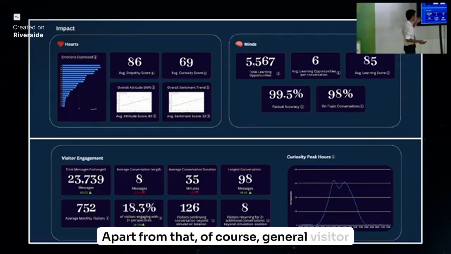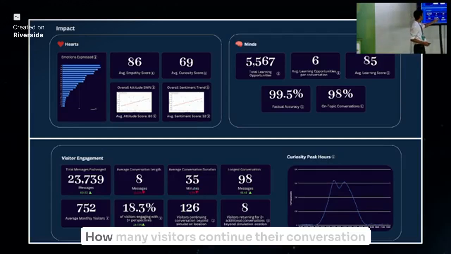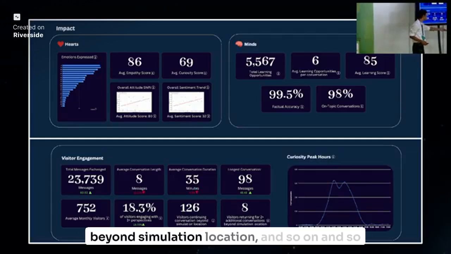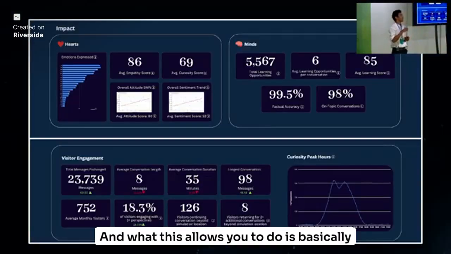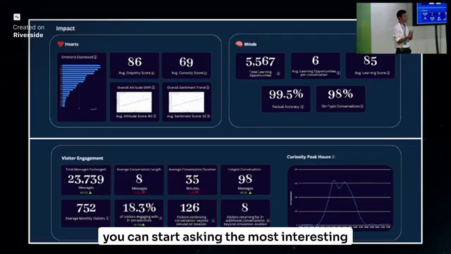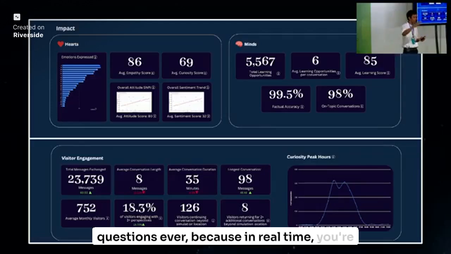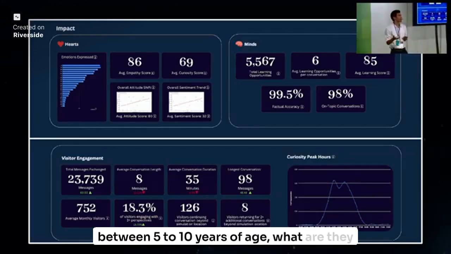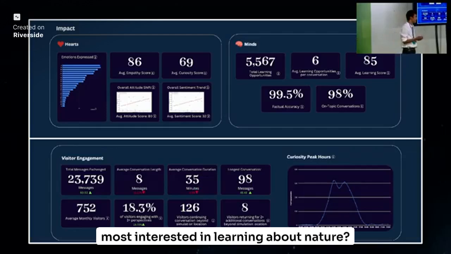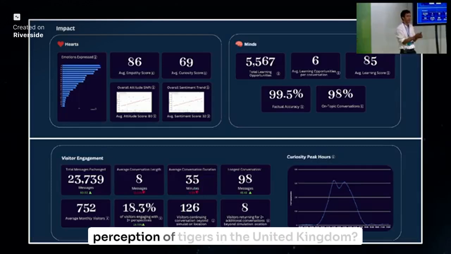Apart from that, of course, general visitor engagement numbers, total messages, how many visitors do you get per month, how many visitors continue their conversation beyond the simulation location, and so on and so forth. And what this allows you to do is, you can start asking the most interesting questions ever, because in real time, you're getting all this analysis done. So today I can actually ask, okay, children between 5 to 10 years of age, what are they most interested in learning about nature? Is the perception of tigers in India different from the perception of tigers in the United States, different from the perception of tigers in the United Kingdom?